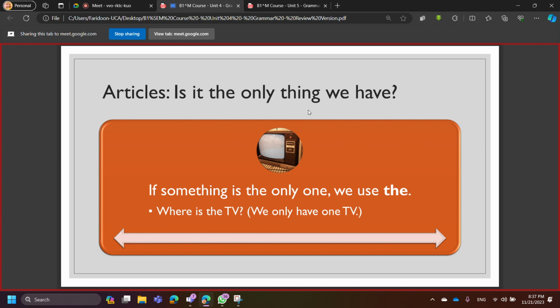Okay, is it the only thing we have? For instance, if it is something that we don't have a lot of and it's only one of it, we can use the. For instance, where's the TV? We only have one TV, so I don't need to say where's the blue TV, where's the red TV. No, where's the TV? Just where's the TV? Because it's particular, it's very specific, and there's only one of it, of course.